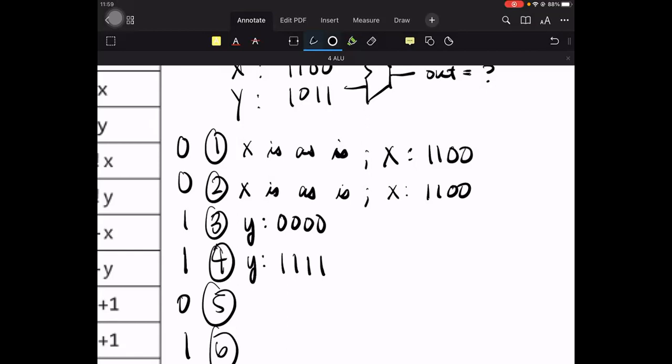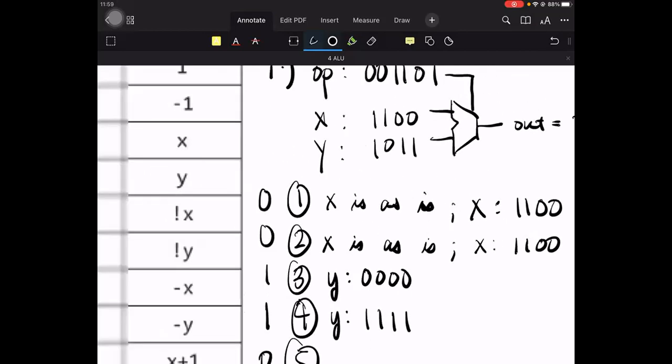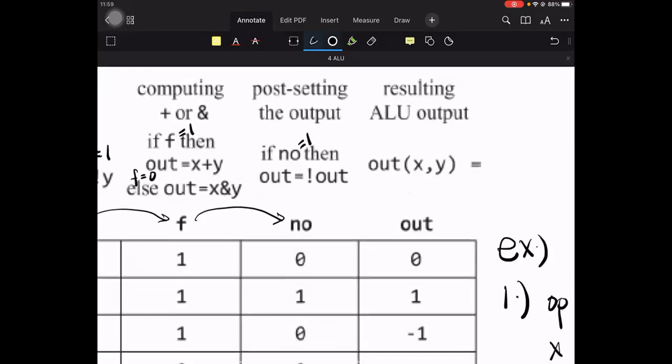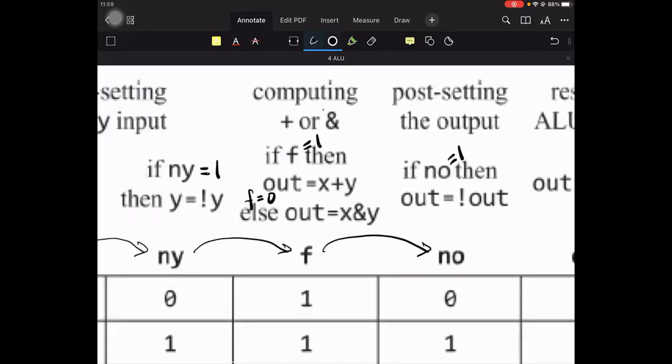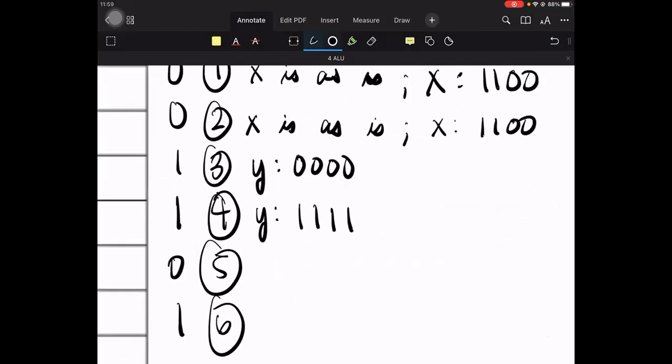So, next, fifth step, deciding between sum or and. If f is 1, then sum. But f is 0, so AND operation. So, x and y.